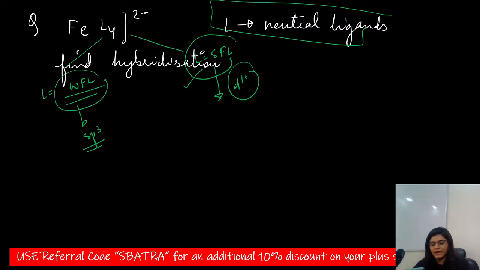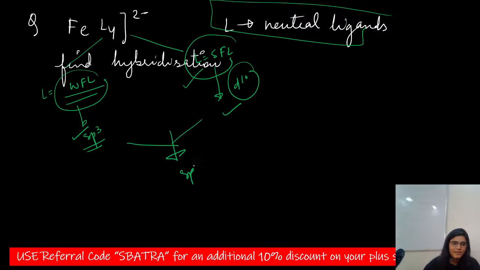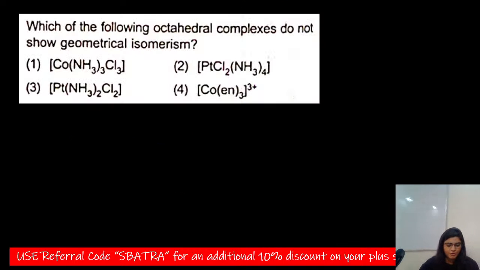I'll take your doubts after this session. This one is a d10 system and this is also a d10 system, so definitely the hybridization for both these compounds will be sp3. I'm giving you the next question to solve. Anyway, it's going to be sp3. You can solve this question, and I'll take all your doubts after completing all questions.